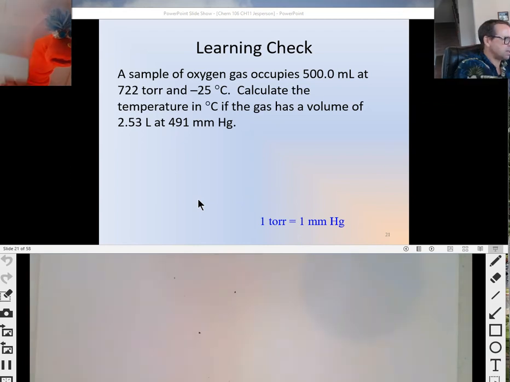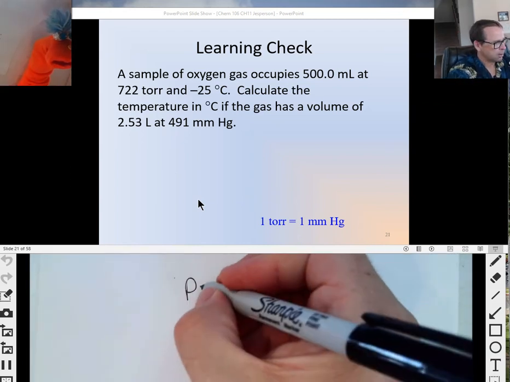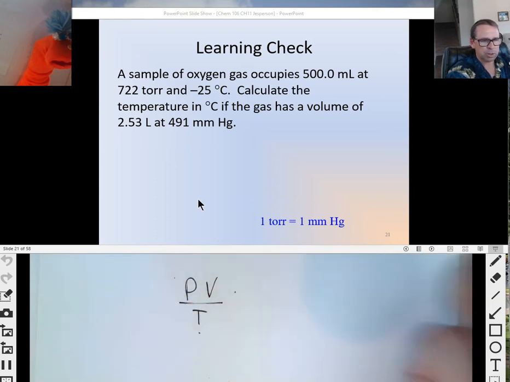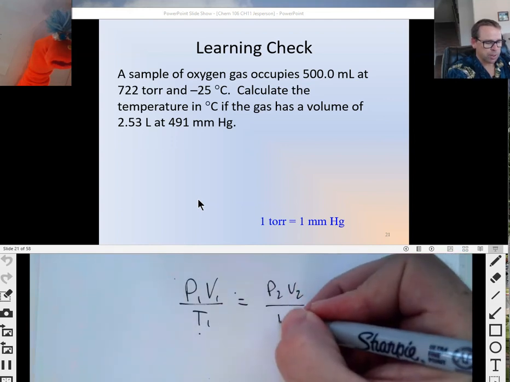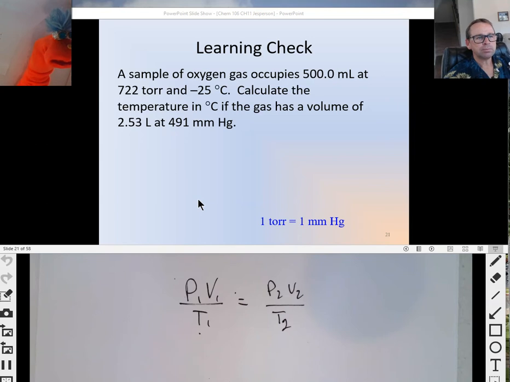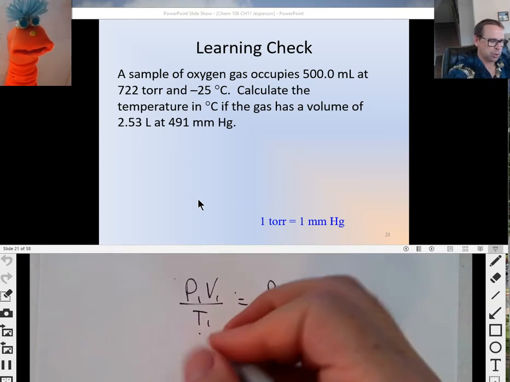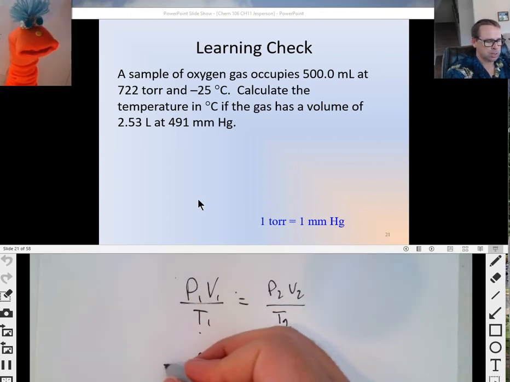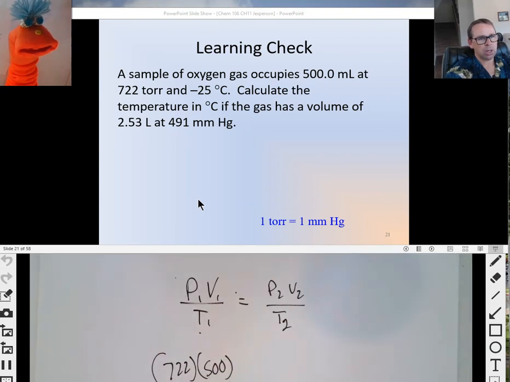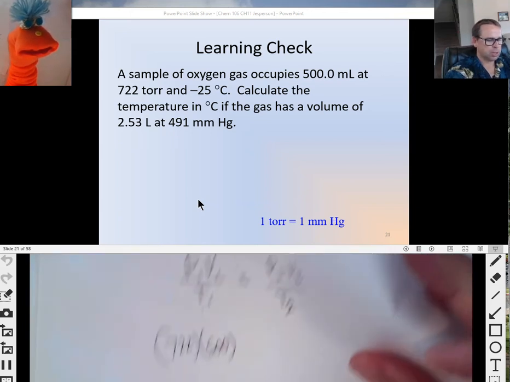So we went through the process and basically regurgitated that there is this relationship, where initial volumes are compared to final volumes. So we can plug these in now, right? So what is our initial volume? 500 milliliters. Initial pressure? 722 torr. Initial temperature? Negative 25, but you just have to add 273. That's right, negative 25 plus 273.